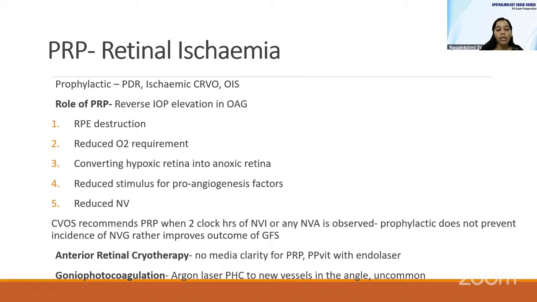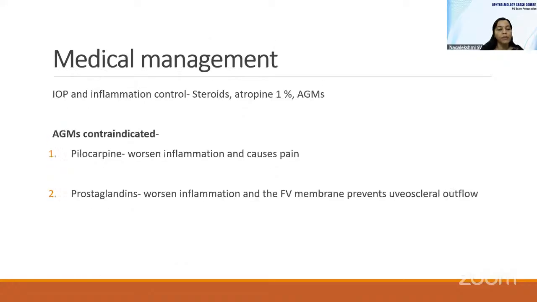Again, where the media is not very clear, anterior retinal cryotherapy is an option. When you're doing a pars plana vitrectomy with endolaser, you can consider combining it with endocyclophotocoagulation also in eyes where the media visibility is not great. Gonio-photocoagulation has been described but not very commonly performed.